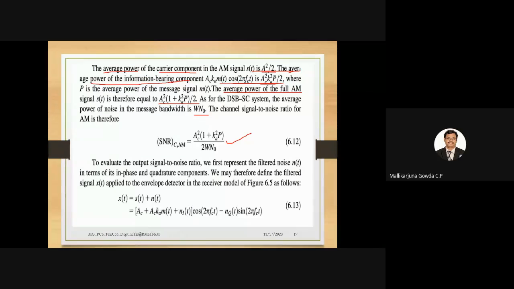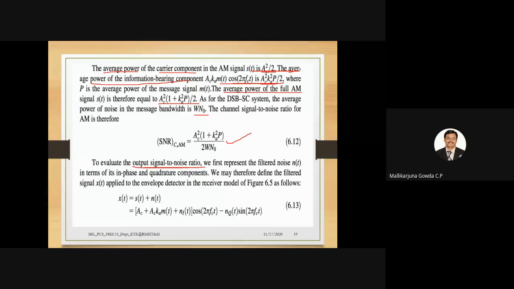Is this clear? Once this is fine, the first job is to find the channel signal to noise ratio. After finding it, we are interested in finding the output signal to noise ratio, that is the output SNR. If I find the output SNR, then I will be able to say what the figure of merit is for this.